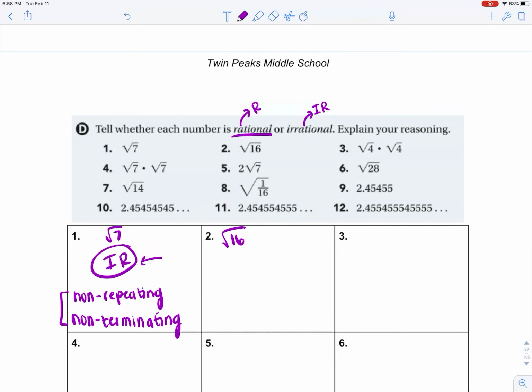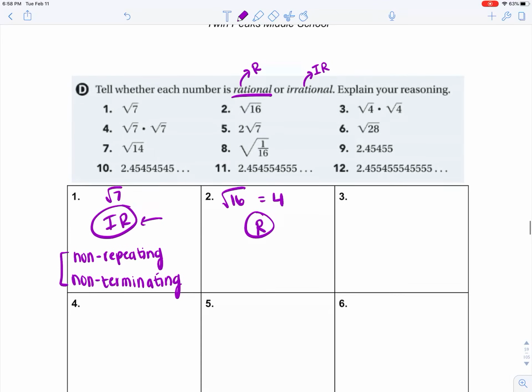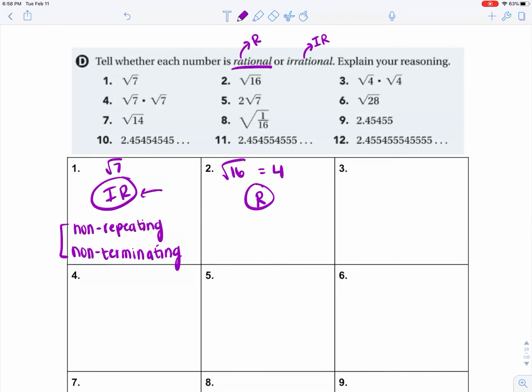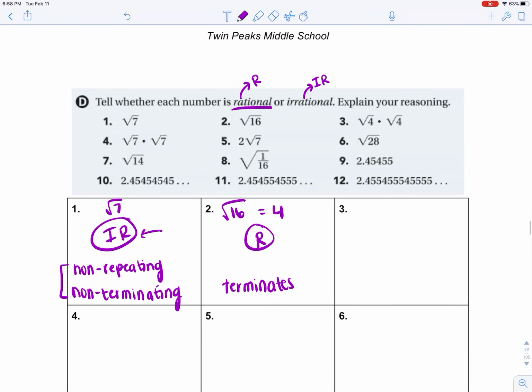Number 2, the square root of 16 equals 4. Well, is 4 a rational number or an irrational number? Hopefully you said rational number. And then we need to explain our reasoning. Well, 4, technically it terminates, right? So we'll say that this terminates. It's a number that terminates. It's also a number you can write as a fraction. It's also a whole number. It's all of those things, right?